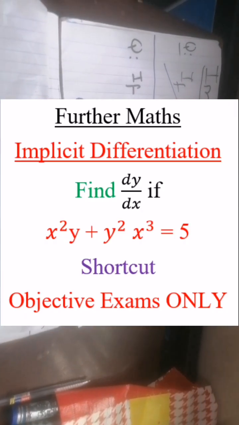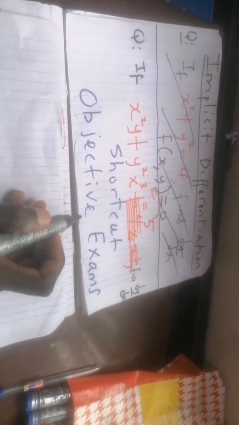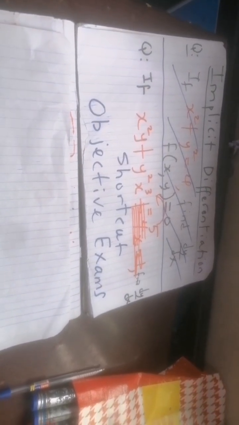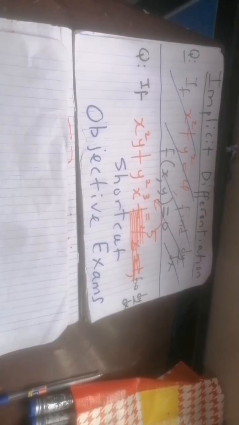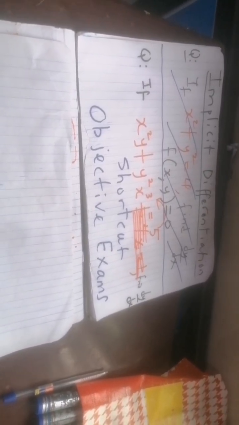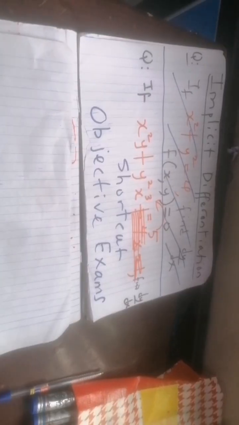Okay, before we start, I want to give us this warning. The method I want to use here is a shortcut, so it is only meant for objective exams. If you're doing theory, don't use this method, okay? If you check my playlist, for theory, I've given a particular approach. There you will see the steps, so you can go to my playlist and check. But here I'll focus on objective exams.